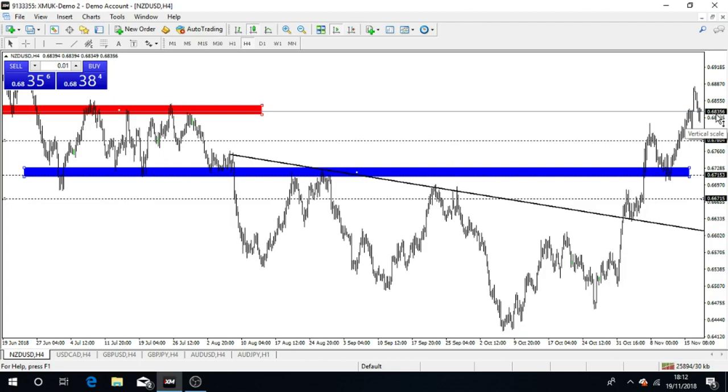Now we did in fact push past our resistance zone right here, and we pushed up just below the 0.6887 level. Now we are in a pullback phase and we'll see how this chart plays out during the week.